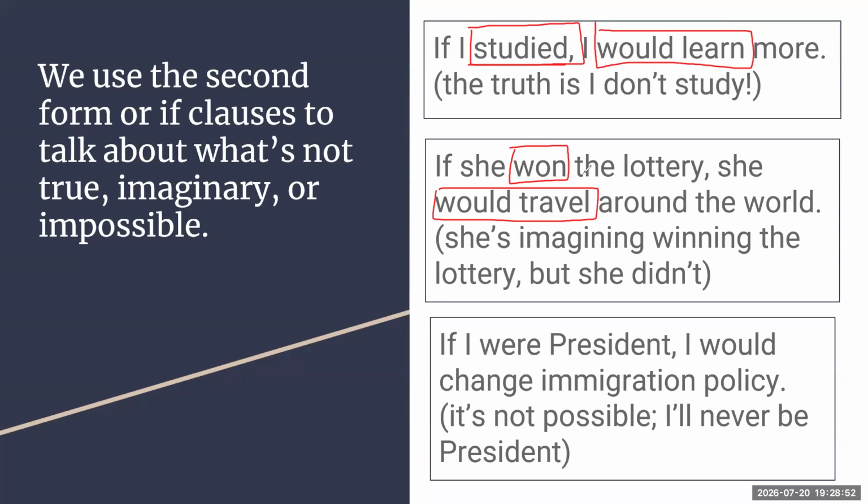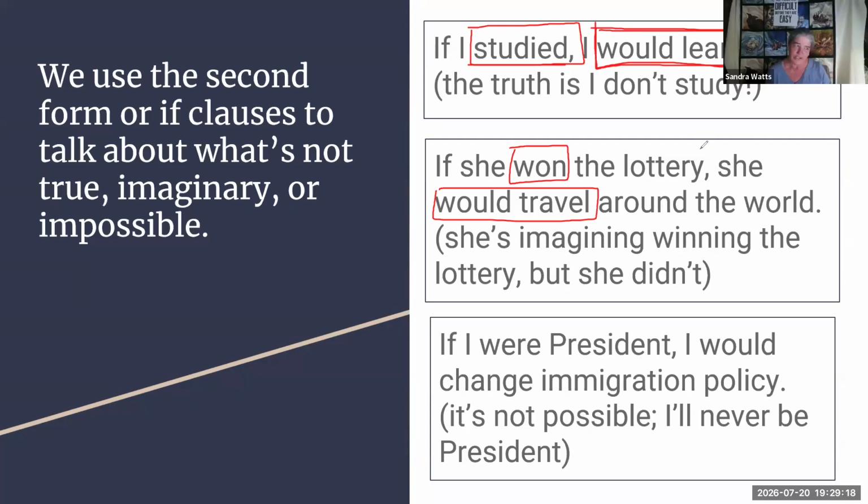You remember last week we used present. You use present if it's true or possible. You use past if it's not true or just imaginary or not possible. All right, what about this part? Present. Future. It's not future exactly. Present continuous? No. Present continuous is the am going. Would is another kind of modal.